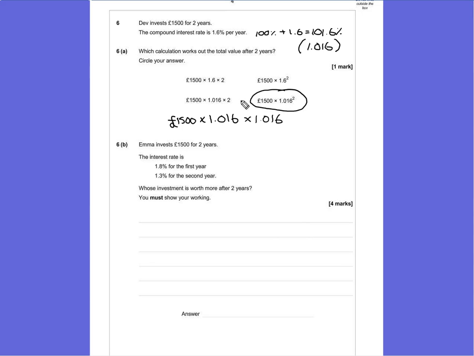What we need to do is use this first expression to be able to work out how much money Dev made using that 1.6% per year interest rate. I just find it very useful to label what it is that I'm about to try and work out. It makes sure that the answers are labelled clearly and that anyone reading this will be able to see where we're coming from. So for Dev, we have 1,500 multiplied by 1.016 squared. For this, you're going to need a calculator.